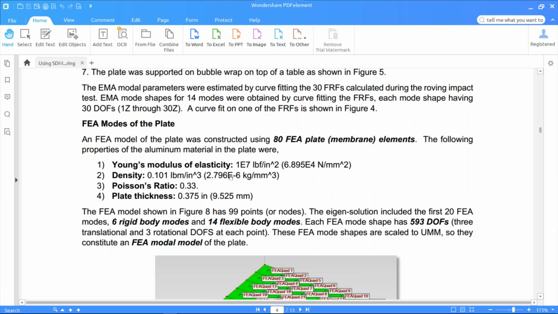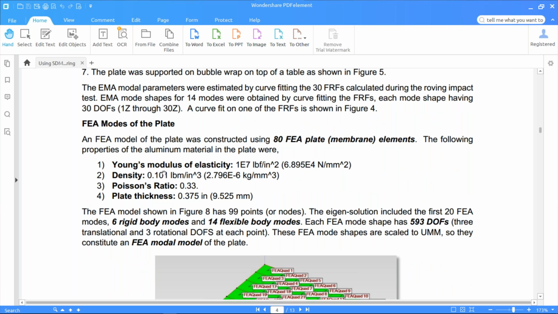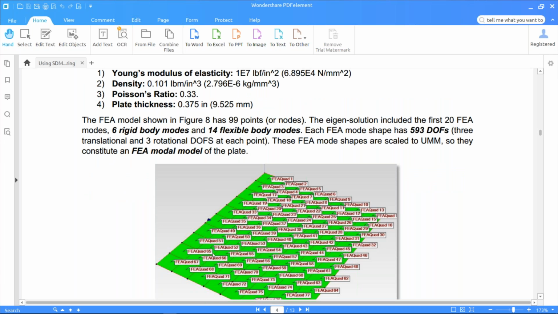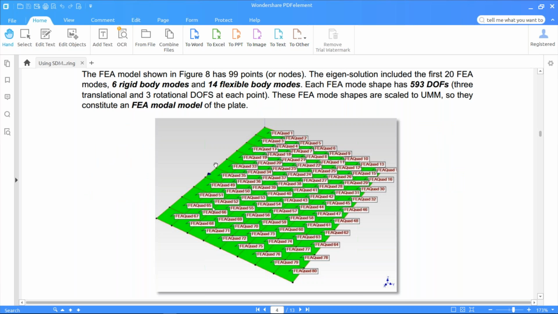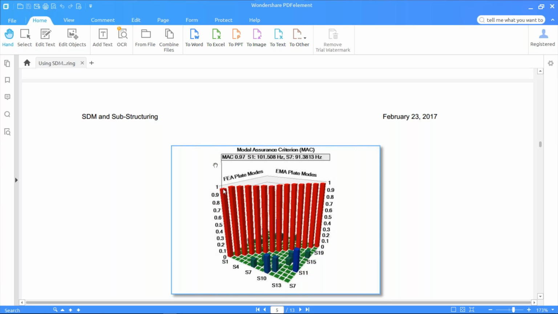model of the plate. And you can see these are what we call quad elements, FEA quad elements. We put in some physical properties for the plate, the Young's modulus. These are handbook values, density of the aluminum, Poisson's ratio, and the thickness of the plate. So not a lot of information to model such a simple structure like this. So we're going to solve for the modes of the plate with FEA, and we're going to compare those with the experimental modes.